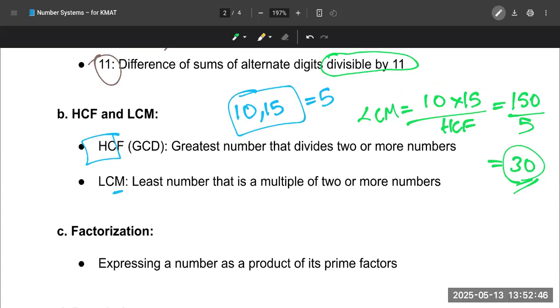The reverse is also true. We know the LCM is 30. To find out HCF, 10 into 15, 150 divided by 30 is 5.